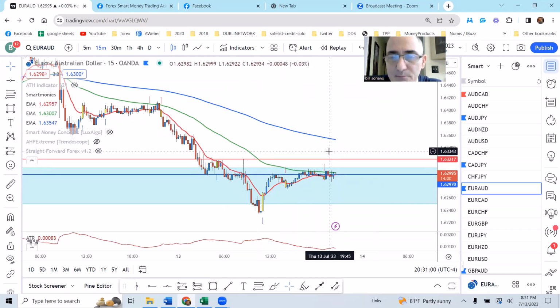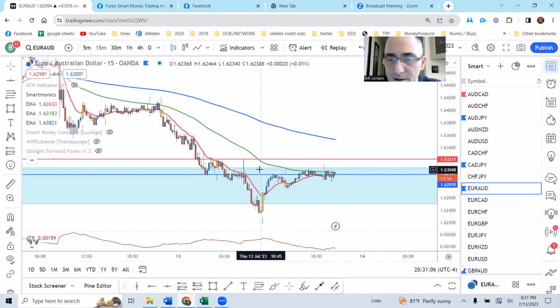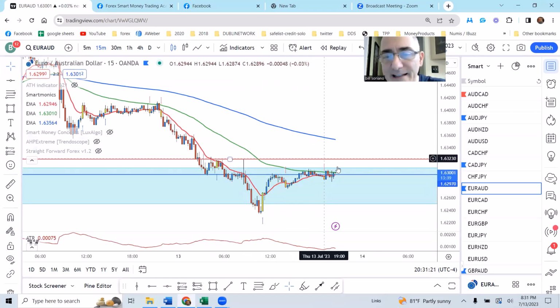We need to see price move up past here, break structure up here, or at least right here. And it hasn't done that. So we like to use the wicks to define the area where the break of structure needs to occur, and then we want the bodies of the candle to close above or below that area, depending on if it's a buy or sell. So that hasn't happened yet.